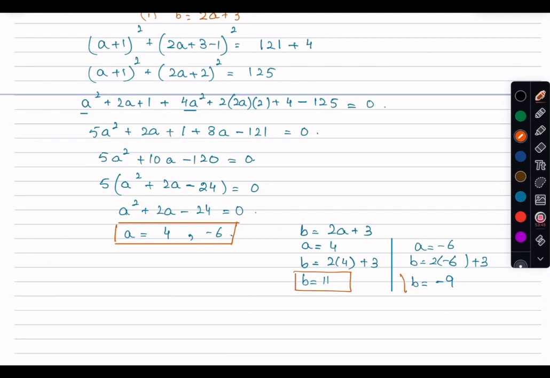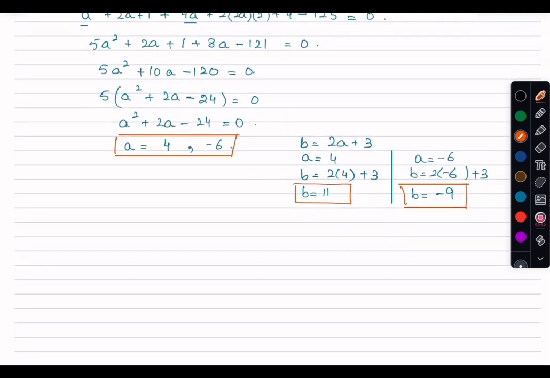So b can have the values 11 and negative 9 here. So possible values of a are 4 and negative 6, and for b it's going to be 11 and negative 9. So these are going to be the possible values of a and b here.